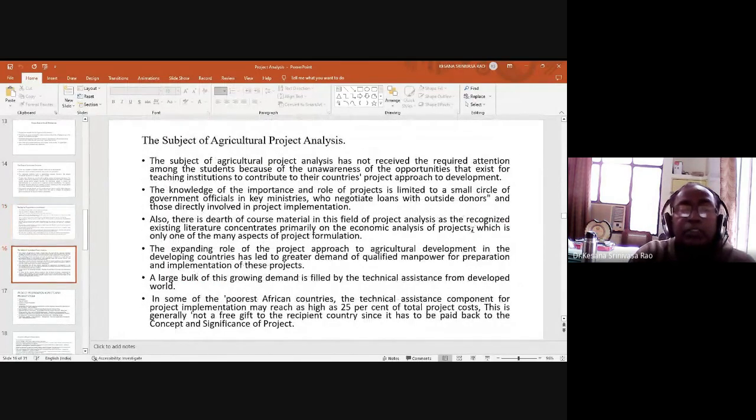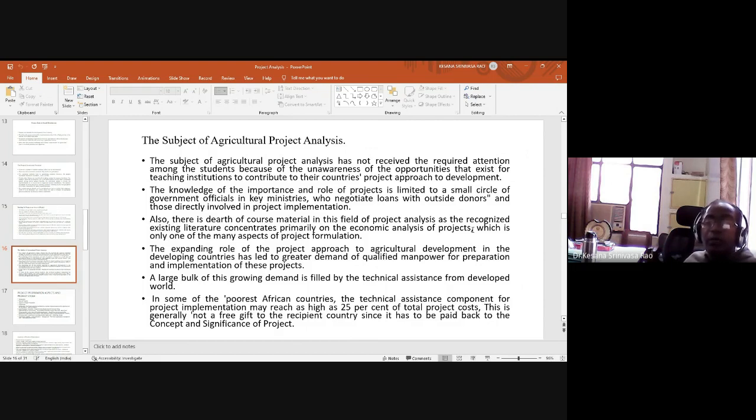So, the subject of agricultural project analysis. Ultimately, we have to see any type of project which we are doing in the process of agricultural development, and how the subject of agriculture project analysis fits in. The subject of agriculture project analysis has not received the required attention among the students because of unawareness of the opportunities that exist for teaching institutions to contribute to their country's project approach to development. So, this is the most important point which you have to remember.